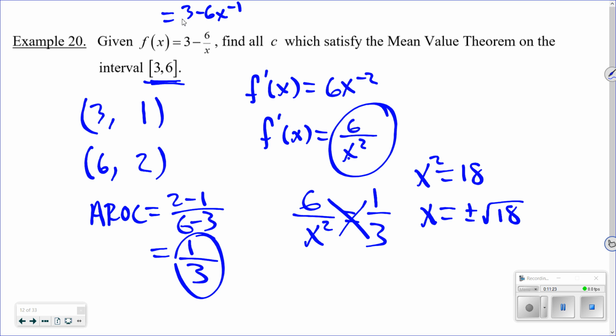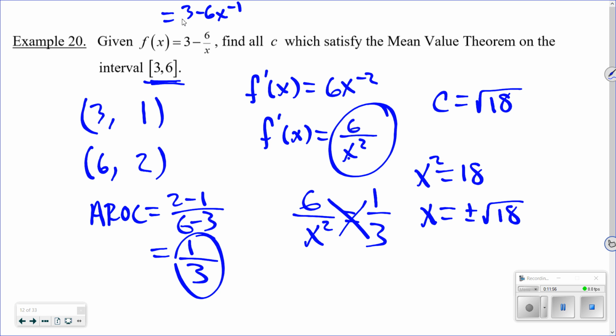Now I want the c value, or the x value, to be between 3 and 6. A negative square root of 18 would not be between 3 and 6. A positive square root of 18, I don't know what it is, but I know the square root of 16 is 4. Square root of 25 is 5. So I know it's between 4 and 5. That means it's on the interval. So the answer is, for what c value will the average rate of change equal the instant rate of change? That would be at the square root of 18.